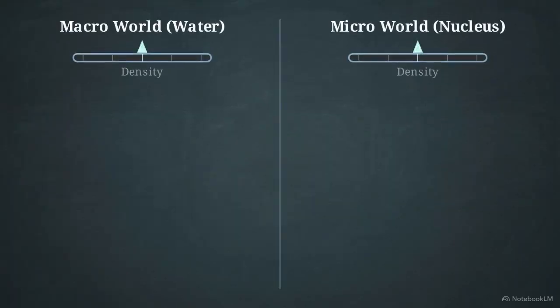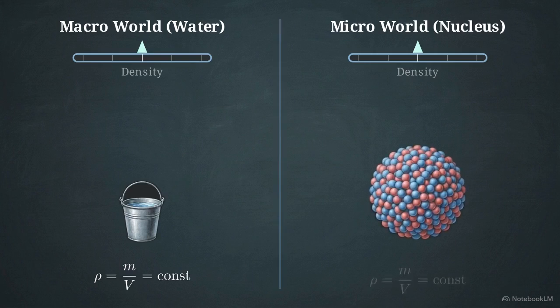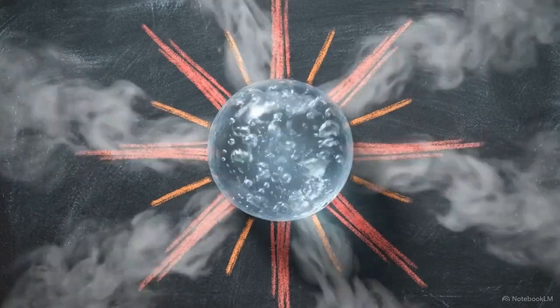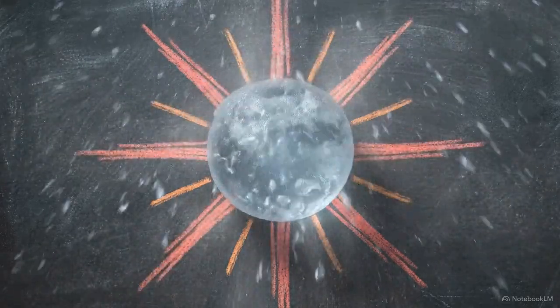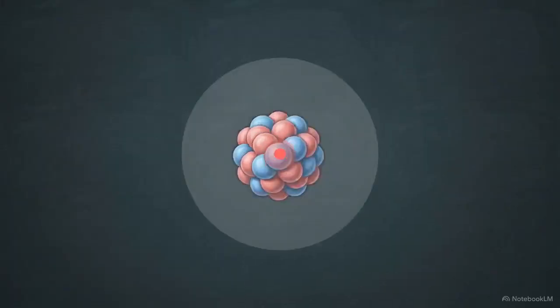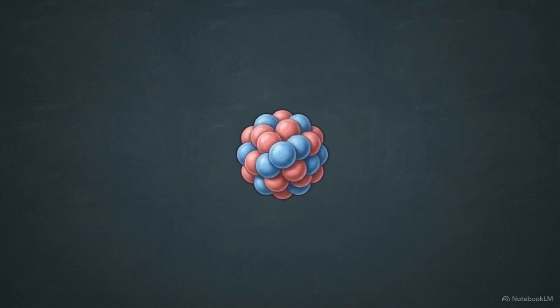Next, water is functionally incompressible. Whether you have a single drop or a whole bucket, the density of the liquid remains constant. The nucleus behaves the exact same way. Its density is constant regardless of the total mass of the atom. Energy inputs align perfectly too. If you heat a single water droplet, it absorbs that energy and evaporates. If you supply energy to a nucleus by bombarding it with external particles, it performs nuclear reactions and emits radiation.